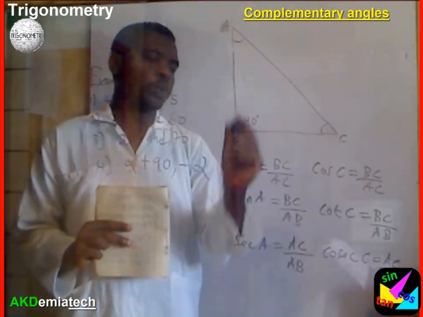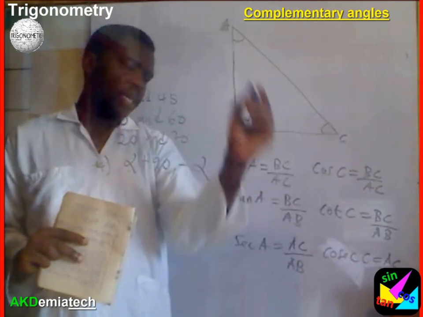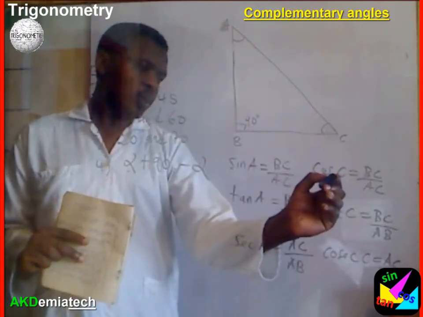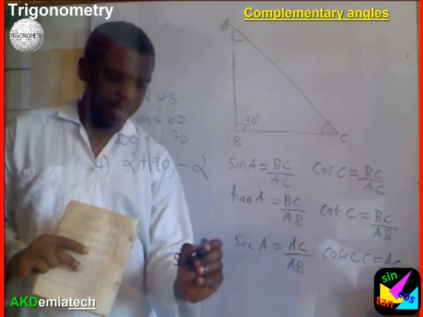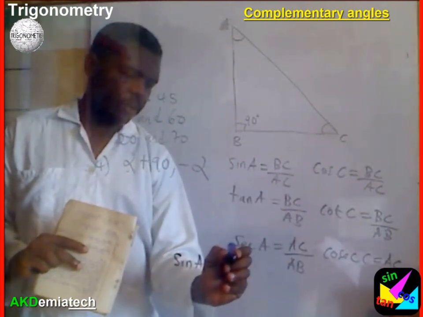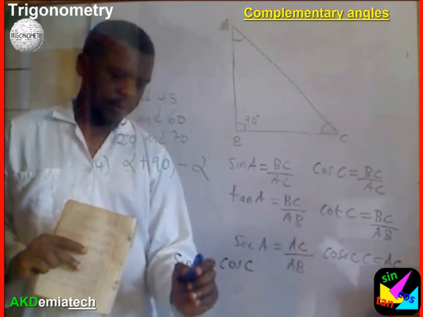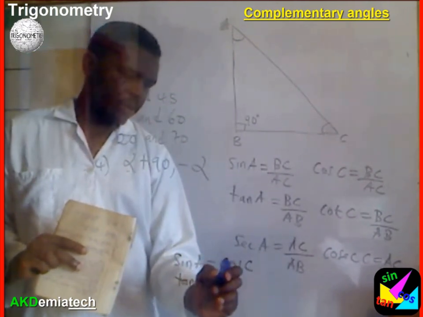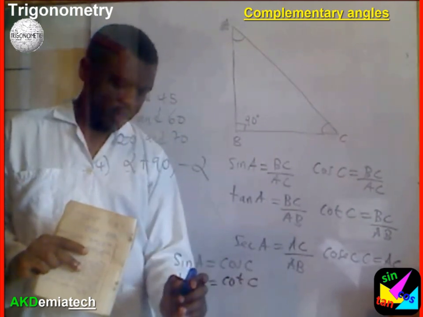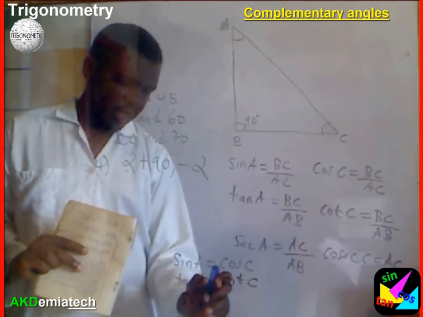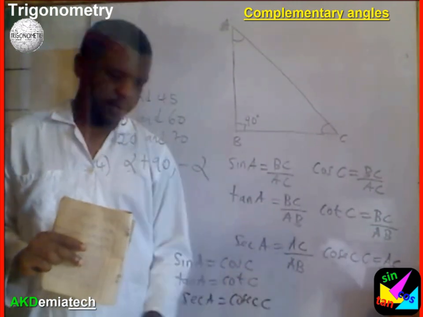So what do we see from here? We see that sine A is equal to cos C. So you say sine A is equal to cos C. Tan A is equal to cot C. Sec A is equal to cosec C.